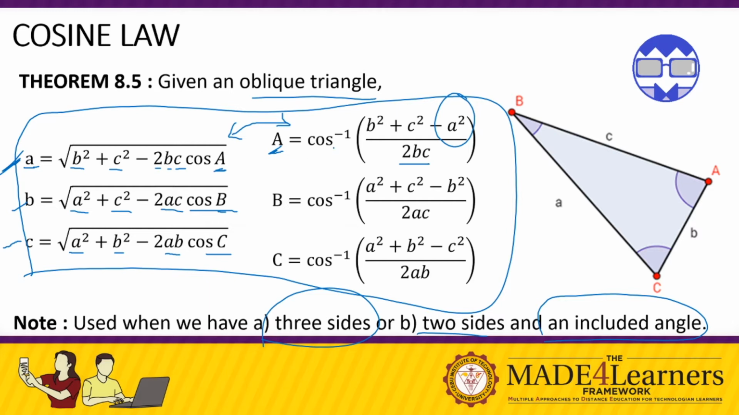Take note, it's actually an inverse trigo function, so you're going to use arc cos. Same goes with B. If you're looking for B, it's minus B squared here, and the sum of the remaining variables squared, A squared plus C squared, then 2AC. For C, it's minus C squared here, then A squared plus B squared all over 2AB. Okay, so let's try to look at an example.